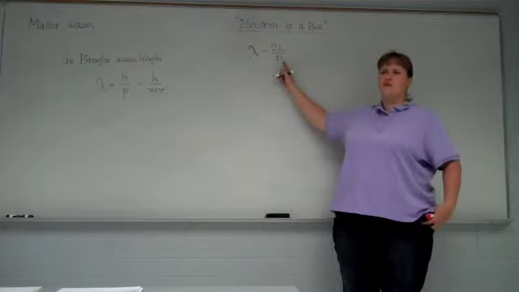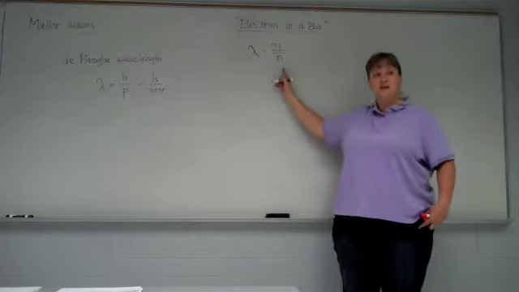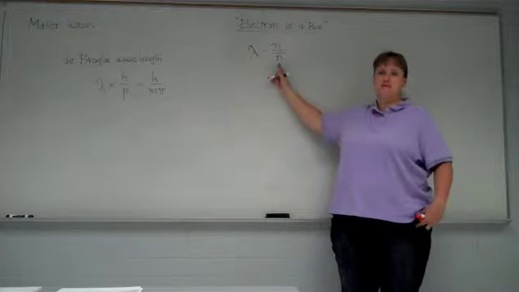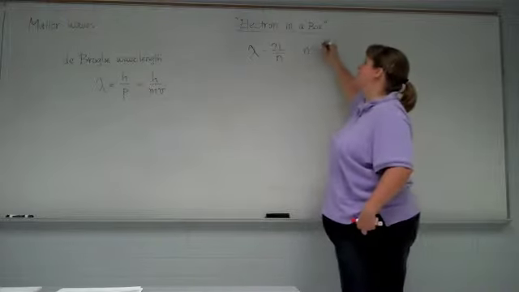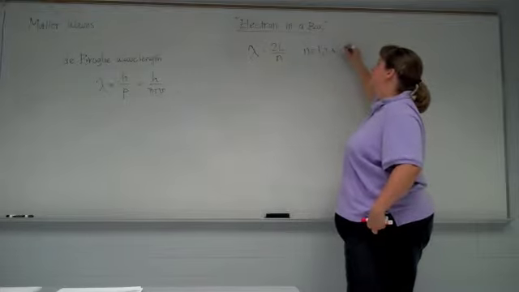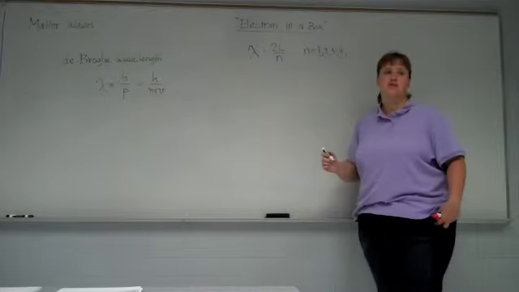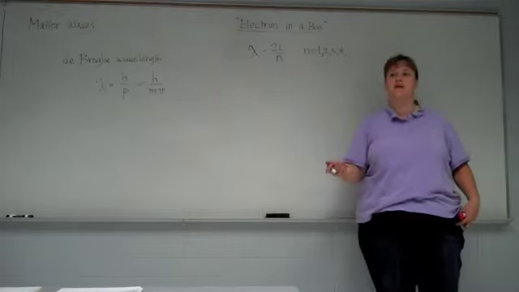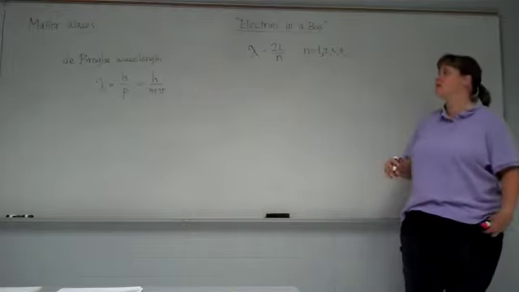Now, when we talked about standing waves before, we used 2L over m, where m was our integer. Your book uses n. It still means the same thing. N is just your integer. N can be 1, which would be your fundamental, 2 would be your second harmonic, 3 would be the third harmonic, and so forth.